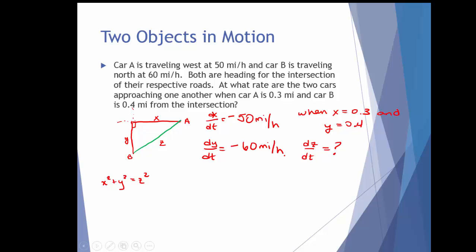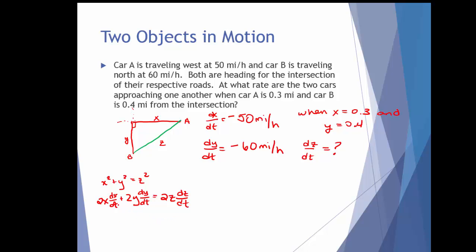So it's not like the previous example where I may have to get rid of one of my variables before I can start. I should be fine taking the derivative with all three variables in here. So I get 2x times its derivative with respect to time, dx dt, plus 2y times its derivative with respect to time, dy dt, equals 2z times its derivative with respect to time, dz dt.